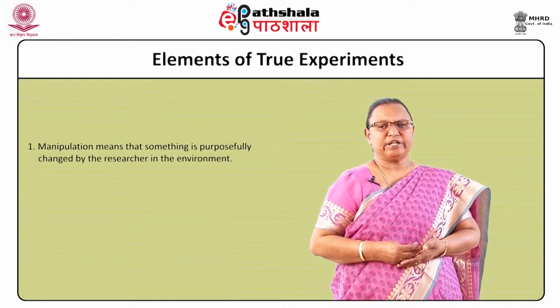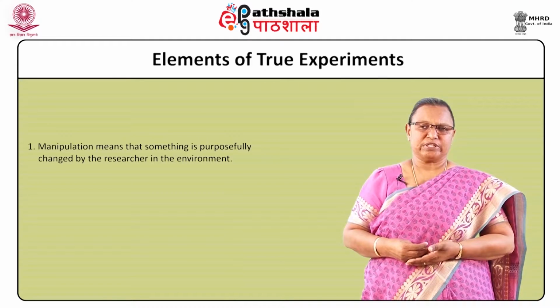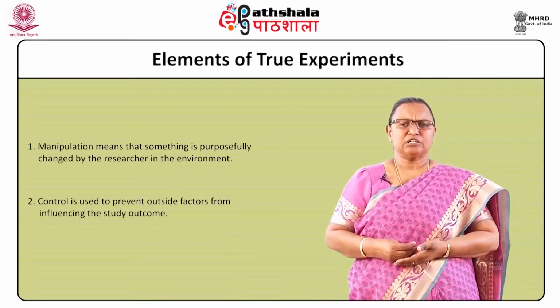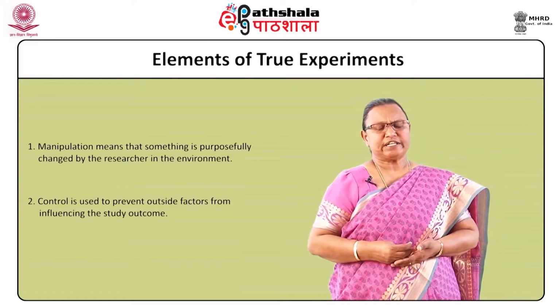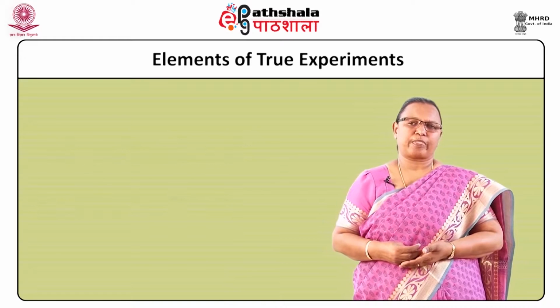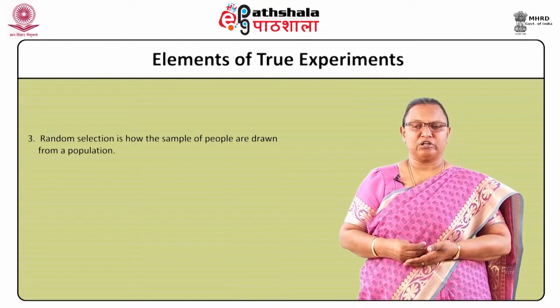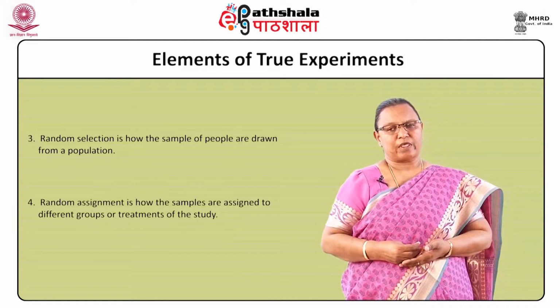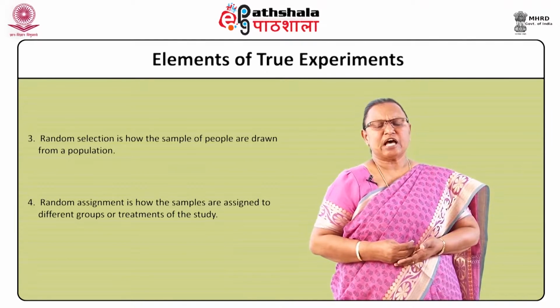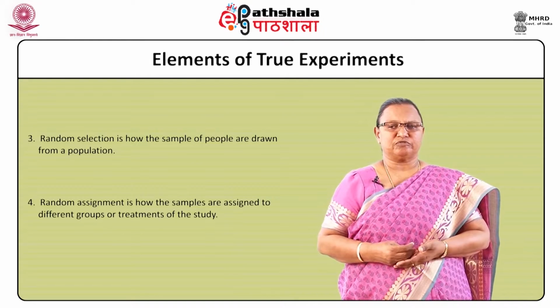Manipulation means that something is purposefully changed by the researcher in the environment. Control is used to prevent outside factors from influencing the study outcome. Random selection is how the sample of people are drawn from a population. Random assignment is how the samples are assigned to different groups of treatment of the study. Now let us look at this in further detail.